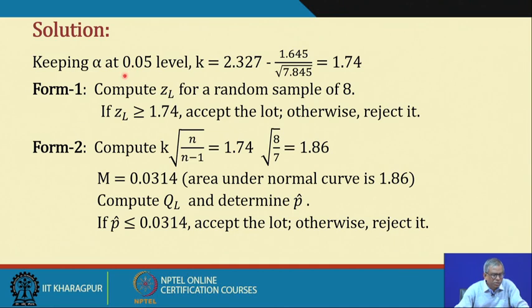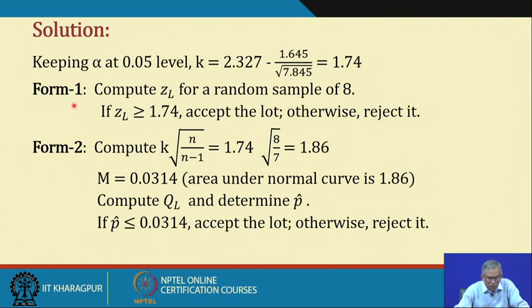Now here, under form 1 or the k method, you must get the value of k. So, keeping alpha at 0.05 level, already we have mentioned that the producer's risk is 5%. So, you know the expression for k. What will be the value of k? The value of k is (2.327 minus 1.645) divided by root over 7.845. So, the value of small k is 1.74.